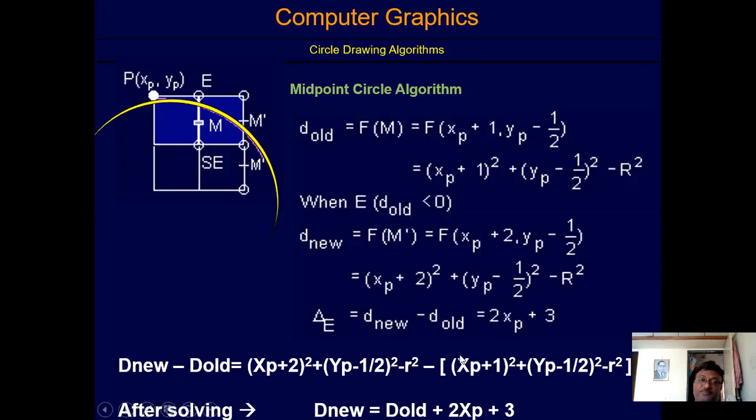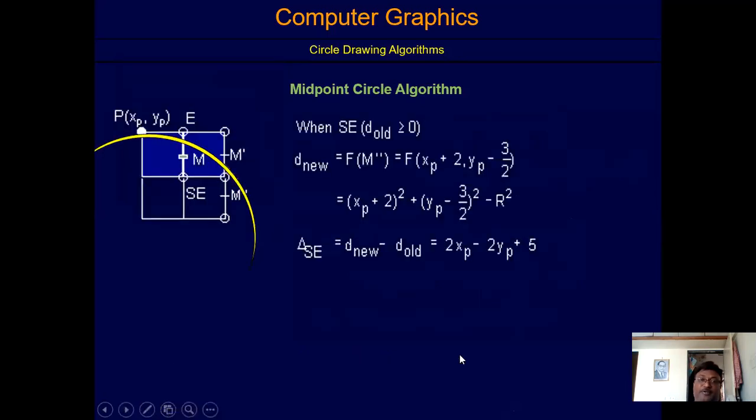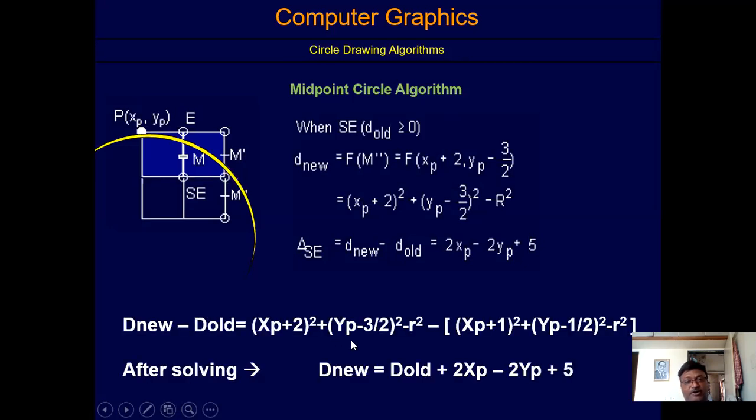Now, if the d old value is greater than or equal to 0, means this d old value is greater than or equal to 0, that time you have to select m2 dash. See, m2 dash is what? What are the coordinates? xp plus 2 comma yp minus 3 by 2. So this you have to put on the function of the circle, x square plus y square minus r square, and then you have to make the subtraction. So that subtraction expected value I have put over here.